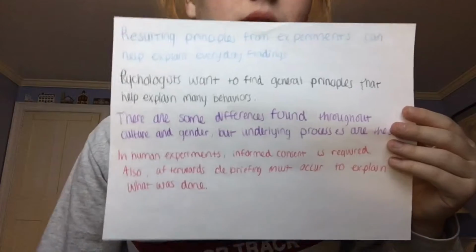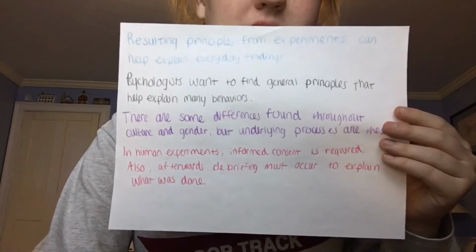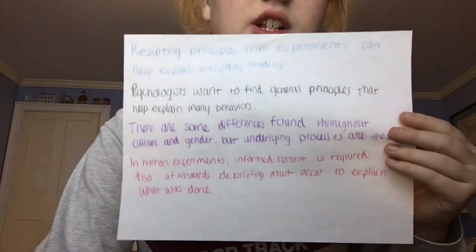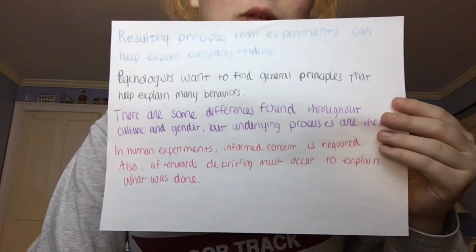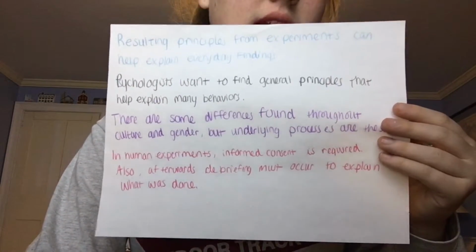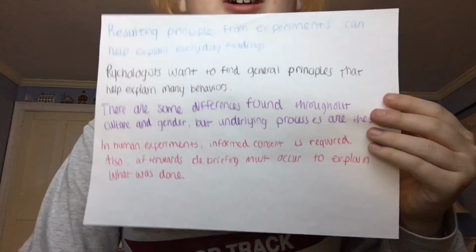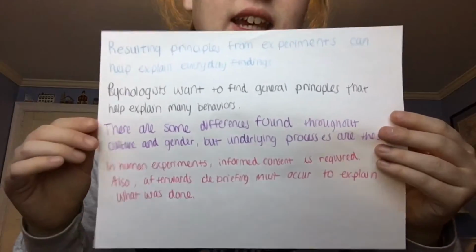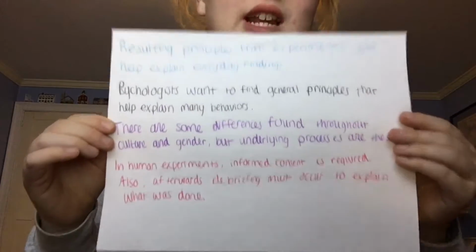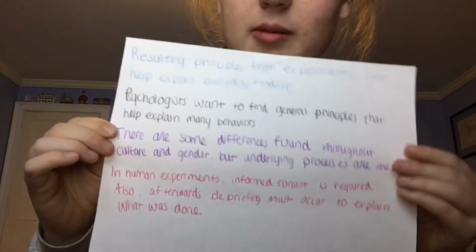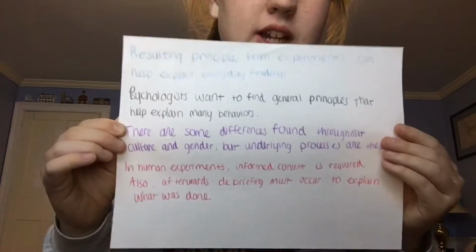To sum it up, resulting principles from experiments can help explain everyday findings. Psychologists want to find general principles that help explain many behaviors. Sometimes we find differences across cultures and gender, but underlying processes are all the same. And lastly, in experiments with humans, informed consent is required. Also, after the experiment, debriefing must occur to explain what was done.